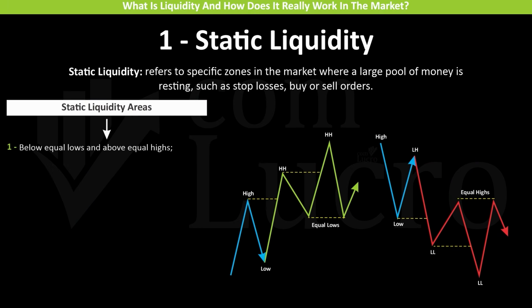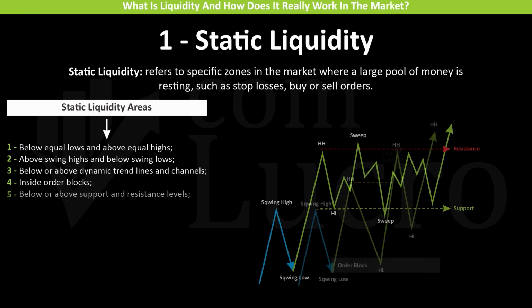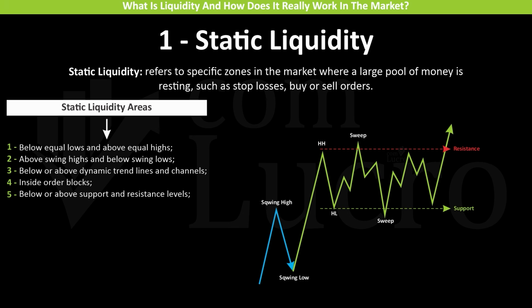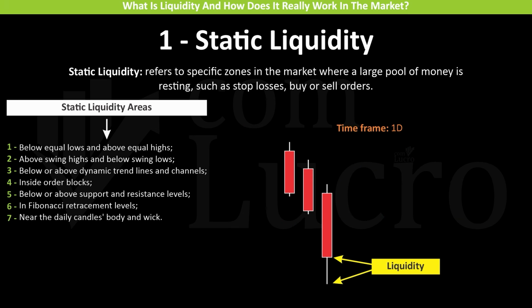Static liquidity can be identified in several recurring areas on the chart, such as below equal lows and above equal highs, above swing highs and below swing lows, around trend lines and channels, and within or around order blocks. It is also present around support and resistance levels, Fibonacci retracement zones, and near the body and wicks of daily candles.